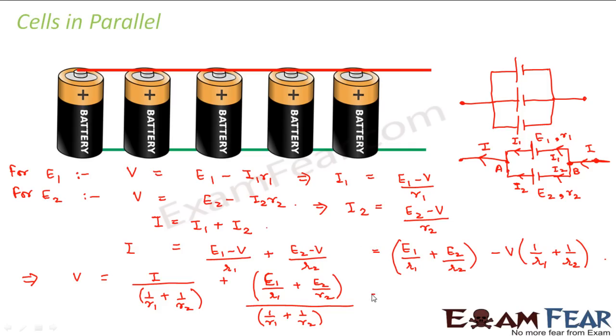Now let us name this equation as equation 1. Now let us assume that instead of these two EMFs, we replace them with one EMF, that is with one cell. Instead of these two cells E1 and E2, we replace them with E equivalent. So how will my circuit look like? My circuit will look somewhat like this.